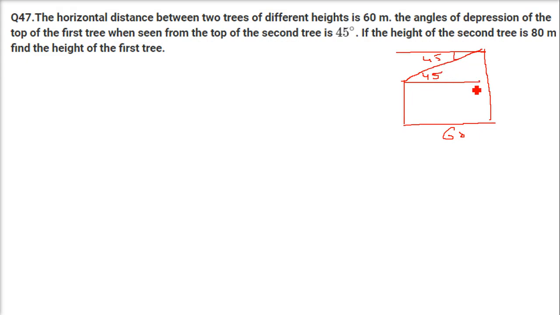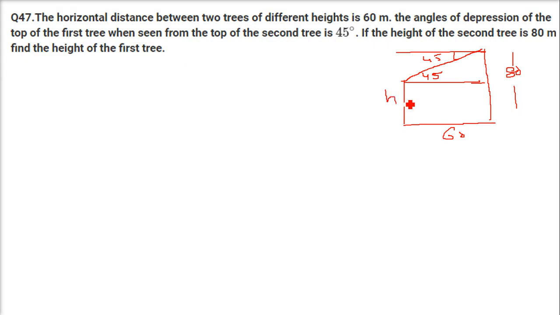This is the top. If the height of the second tree is 80, because the angle of depression of the top of the first tree from the top of the second tree is 45 degree, and the height of the second tree is 80, so this whole is 80 from here to here.